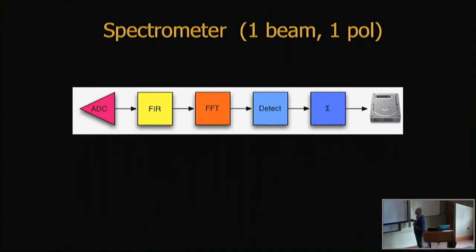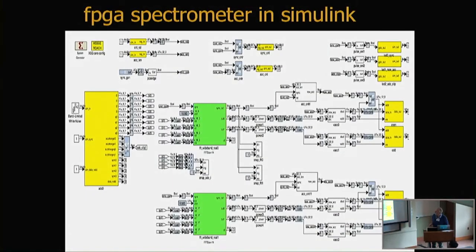The detector is important. That's the thing that squares the voltage, so you're measuring power. And then this thing is to integrate the data. You take a sum of a bunch of these samples, and you build it up, and you beat down the noise, improving the signal to noise by adding up a bunch of spectra together. So that's a simple spectrometer.